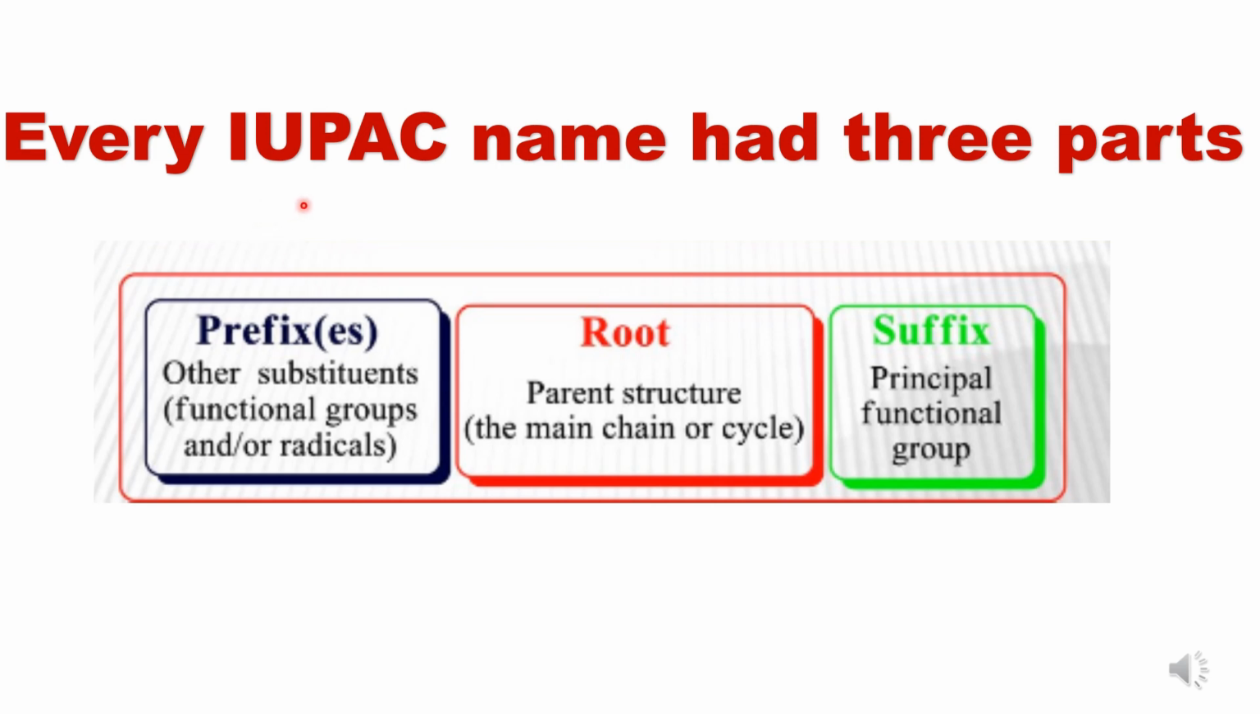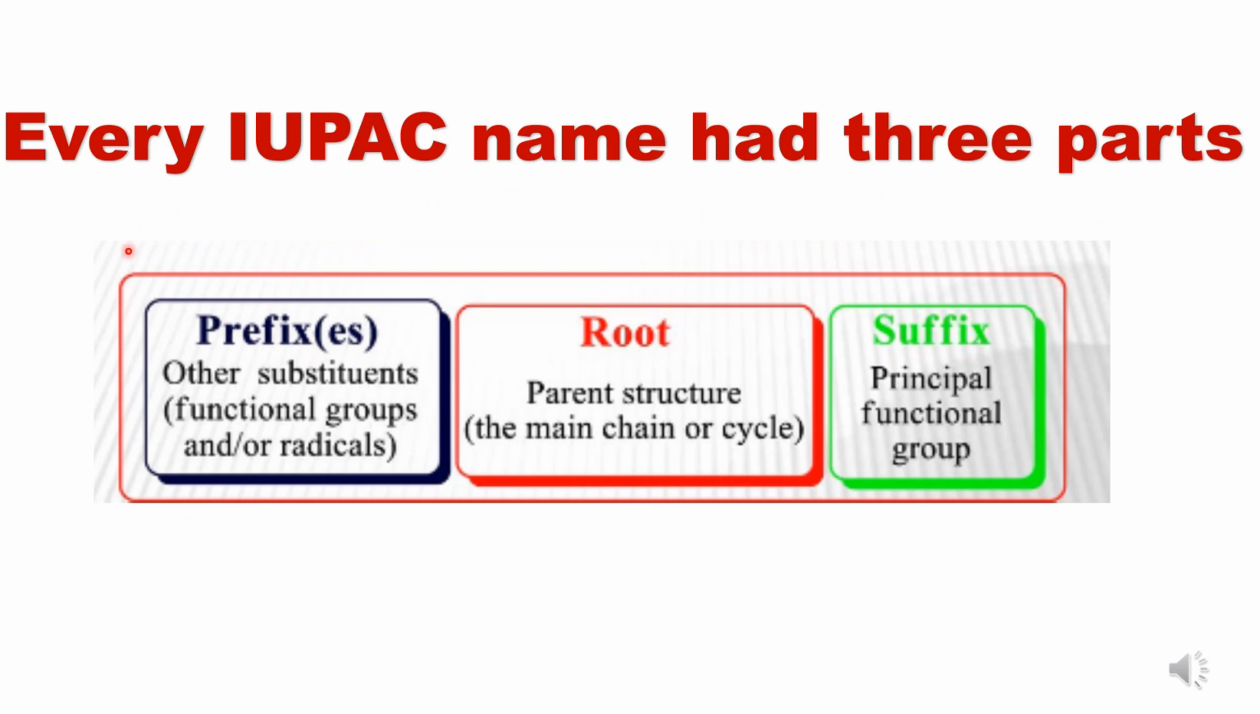IUPAC nomenclature is a method to provide a scientific name to all the organic compounds, and it is recommended by the International Union of Pure and Applied Chemistry. In order to give a name to organic compounds, there are certain rules framed by the IUPAC. But before we discuss all those rules, we should know the components which are present in all the names of organic compounds.